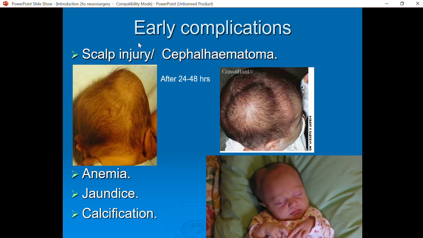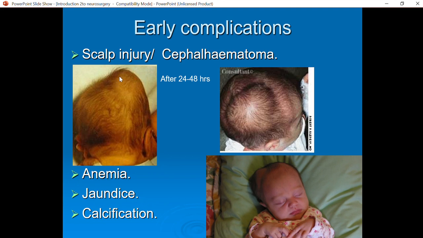There are around 4 types of scalp injuries, starting from Cephalohematoma. It's a collection of blood below the periosteum. Below the periosteum, I'm sure most of you have seen such things. The possible complications of this are anemia, jaundice, and calcification. Later on, organized hematoma and calcification.